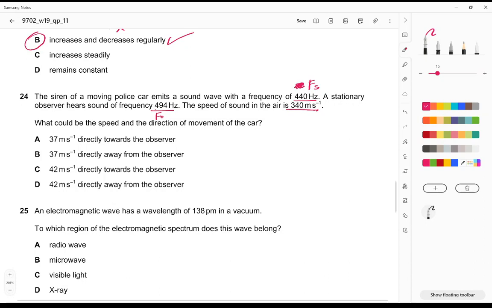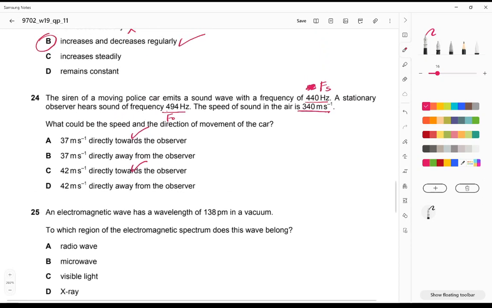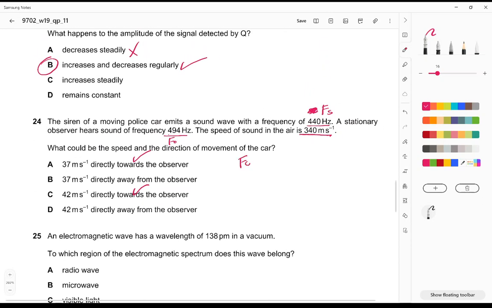What could be the speed and the direction of the movement of the car? One fact is that it is moving towards the observer because the observed frequency is larger. So this is the correct answer, but we need to select one of the options, so we need to find it out. F observed is equal to Fs v over v plus, in fact, we are going to be using a negative sign here because the observed frequency has increased. So we need a negative sign in the denominator so that the value becomes smaller.